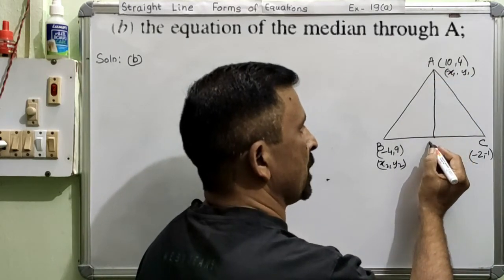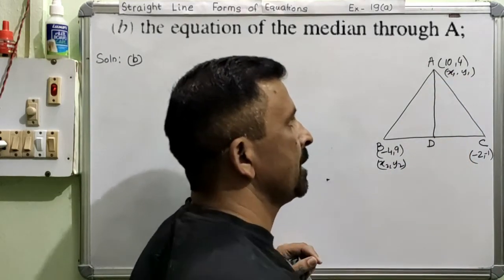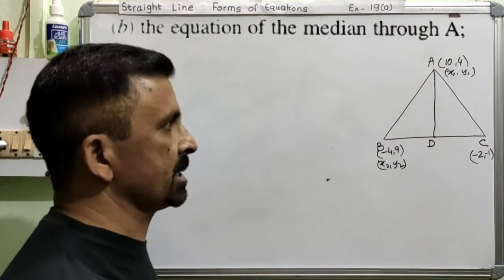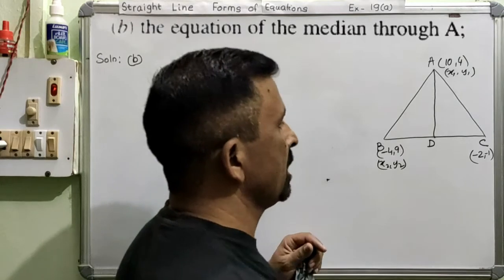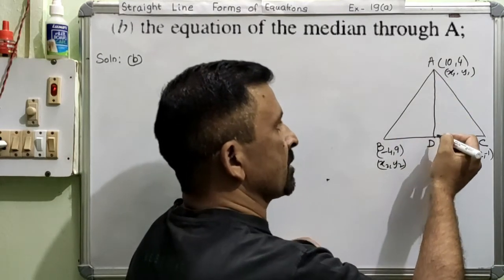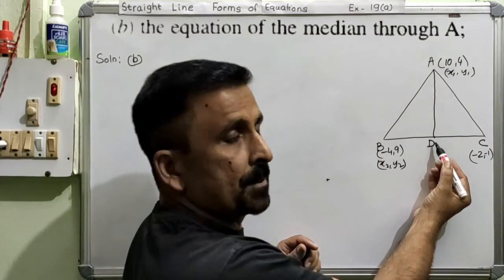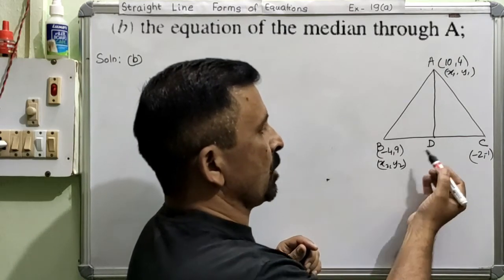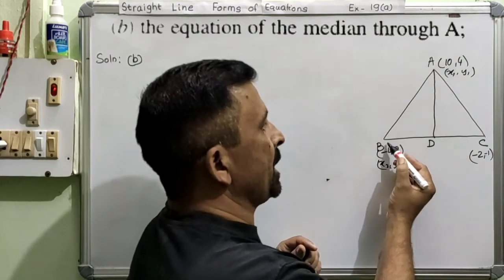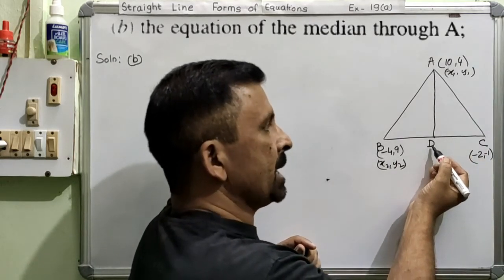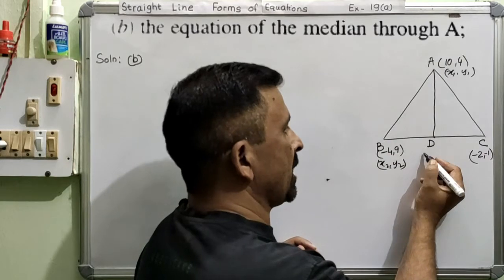We can name this point D. Now see how easy it is to write the equation of the median. We have seen a similar question in the previous exercise also. For writing the equation of the median, first of all we need the coordinates of point D. So let us find the coordinates of point D. D is the midpoint of B and C, so using the midpoint formula, we will find the coordinates of D. Very simple. How to find the x value of this D?